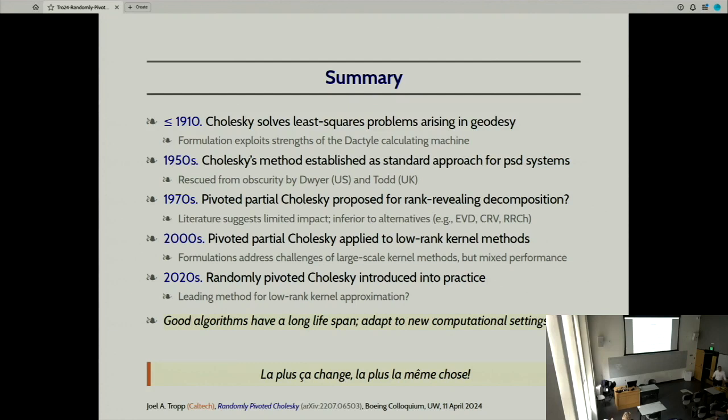We don't even need to look at the whole kernel matrix to be able to produce these approximations, which is critical for scaling this to larger problems. And so the tagline, which I would like to conclude with, is that good algorithms have a very long lifespan and they can be adapted to new computational settings. Cholesky's method really is a cornerstone of numerical mathematics, and we were excited to see that it seems to have a new role to play even 100 years after it was first published.